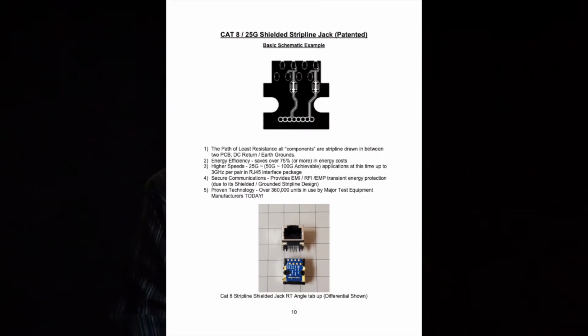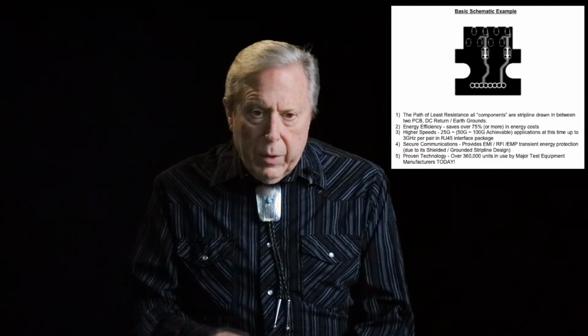All right, at this point, we're up to the CAT8 25 gig shielded stripline jack, which is patented. What you're seeing here is a basic schematic of stripline. And you can see inside, you can see the shapes. And those shapes create what's called an LCR circuit. And that circuit is then layered out into 6 different layers. And that in turn gets placed inside the jack. And as long as the jack is grounded, EMP doesn't bother you, EMI doesn't bother you. None of the transient energies bother you.